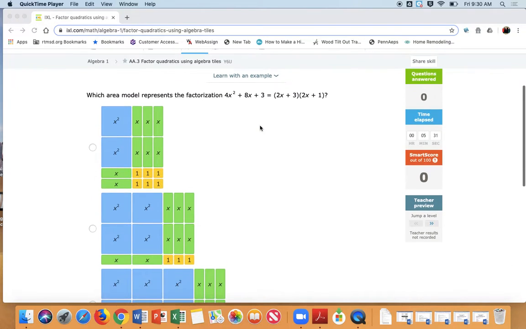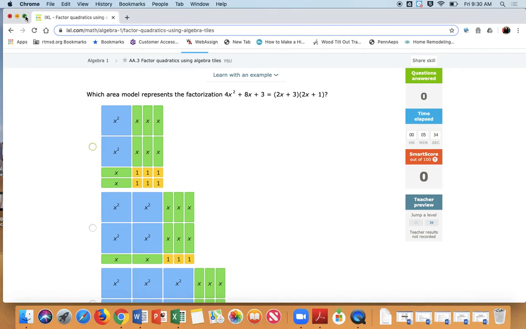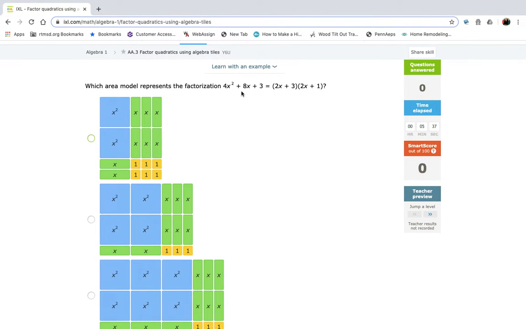So the first thing you want to do is look at all of your options here. Let me see if I can make this bigger. Okay. So you want to look at all of your options, and each of these blocks represents a component of your equation or expression. So the blue blocks, these x squared blocks, represent the x squareds here. These green blocks represent your x values, and then the yellow blocks down here represent your constants.